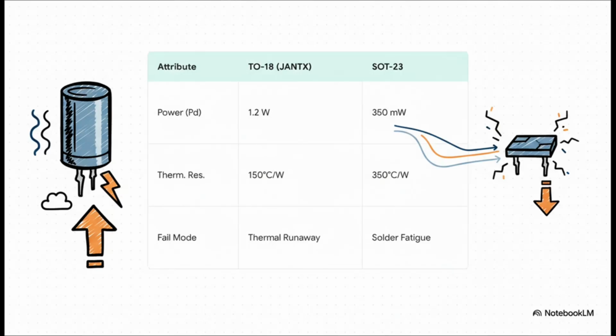Now look at this data for the 2N2222 NPN transistor. What this table reveals is a classic engineering trade-off, size versus robustness. On one end, you have the military-grade JANTX variant. It comes in a hermetically sealed TO-18 metal can, and it shows superior power dissipation, 1.2 watts, and the lowest thermal resistance. Now compare that to the tiny SOT-23 surface mount package. Yeah, it's smaller, but it has significantly lower power handling and much higher thermal resistance. That makes it incredibly susceptible to solder fatigue when you put it through thermal cycling.